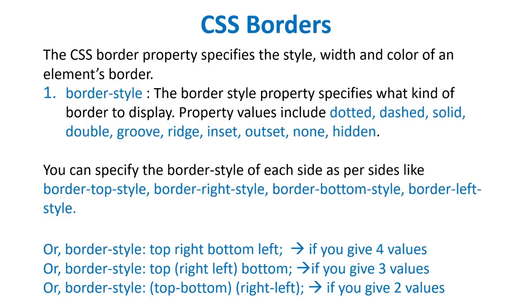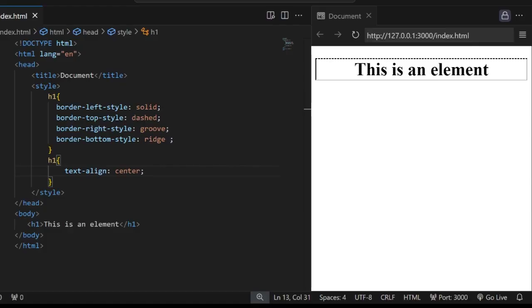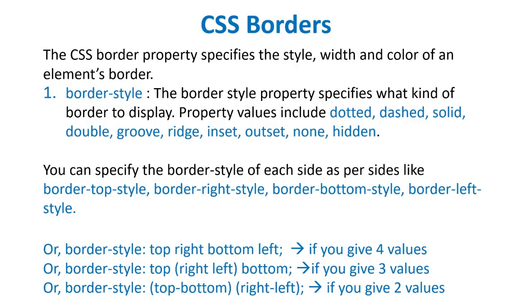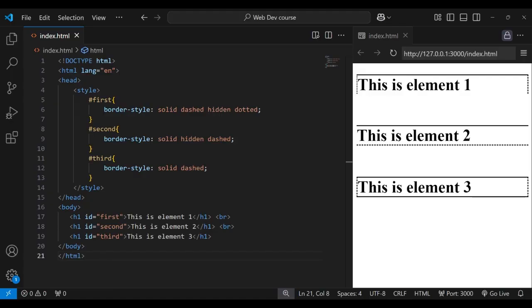You can specify the border style of each side as per sides like border-top-style, border-right-style, border-bottom-style, border-left-style. If you give 4 values to the border-style property, the style will be applied in the sequence top, right, bottom, left. If you give 3 values in border-style, the first value will be applied to top, the second value will be applied to right and left, the third value will be applied to bottom. And if you give 2 values to the border-style property, the first value will be applied to top and bottom sides, the second value will be applied to right and left sides.